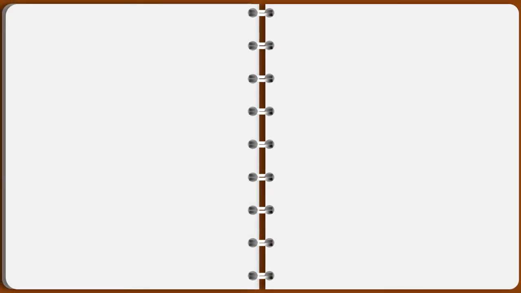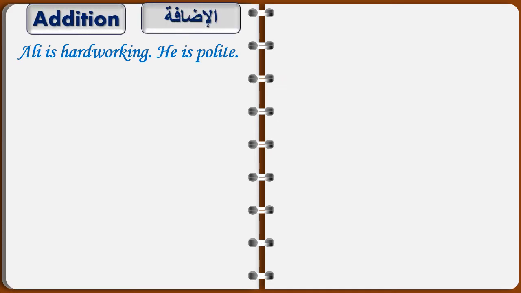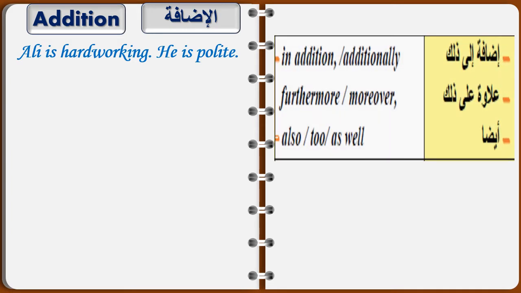Start. This is how many sentences we have here? Very good, 2 sentences. Ali is hardworking, he is polite. We have here 2 ideas, فكرتين. So we want to add one idea. We want to join the sentences to express addition, إضافة. Of course, the most used one is and. الأكثر استعمالا and. Ali is hardworking and he is polite.